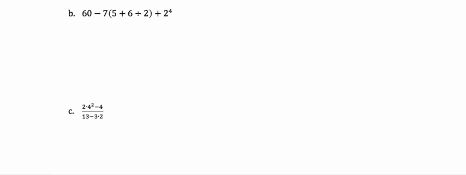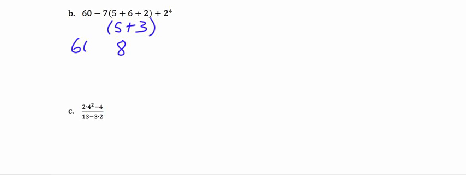Okay, at this point, I'm assuming you have tried B. You need to evaluate the entire expression in parentheses first, and you have to follow order of operations inside the parentheses. So we need to do 6 divided by 2 first because division comes before addition, and then we can transform that into an 8.